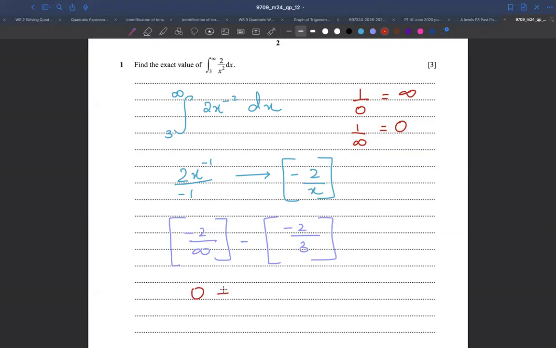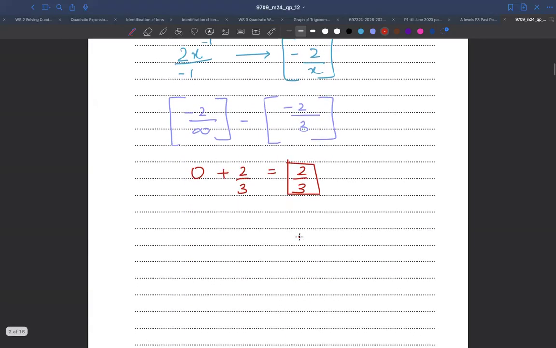Minus minus plus 2 upon 3. So the final answer becomes 2 upon 3, and that is it. Right? Moving on.